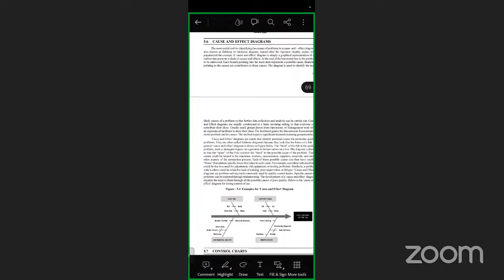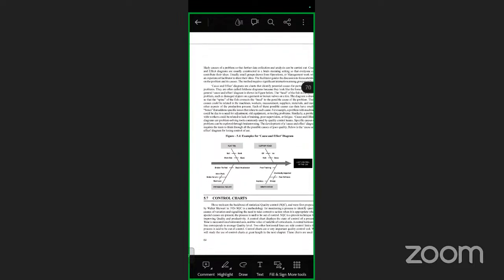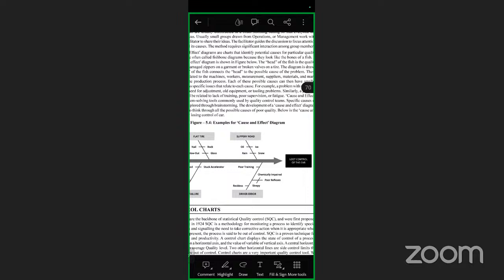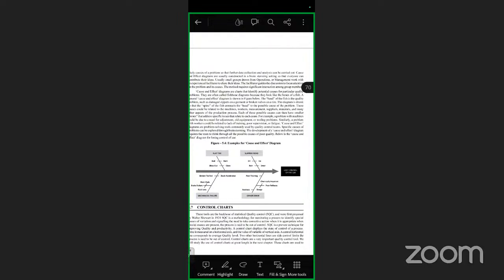Now, here, root cause and effect. Here we are going to identify in these diagrams what causes are affecting the problem. We go directly to the diagram. You see, flat tire, this is the car, then loss of control of the car. So this is the effect: lost control of car. Flat tire, whatever, nail, rock, blown out glass. So this is the problem.